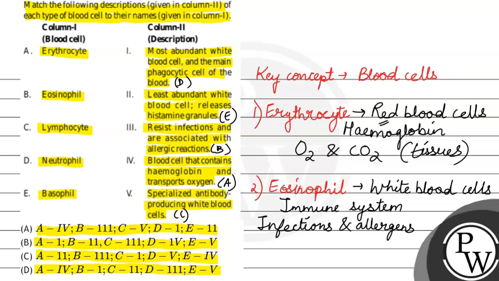So A is 4, B is 3, C is 5, D is 1 and E is 2. So our answer is A. So I hope you understood the question well.